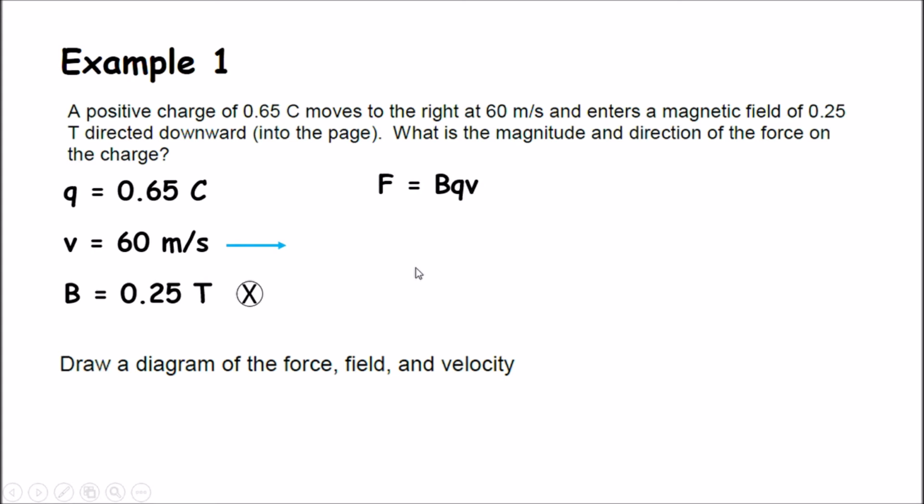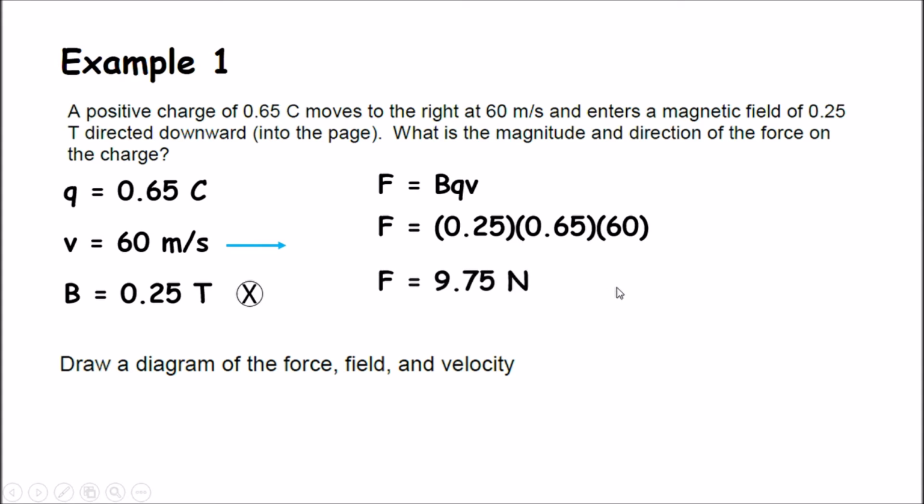We identify the equation. The physics part of this calculation is done, because now all the rest is just some math. So we substitute everything: B is 0.25, Q is 0.65, and 60 meters per second. And we get 9.75 newtons. So that's the easy part of this. Now let's look at the more difficult part, which is applying the right-hand rule to determine the actual direction of the force. I always start with drawing the field.